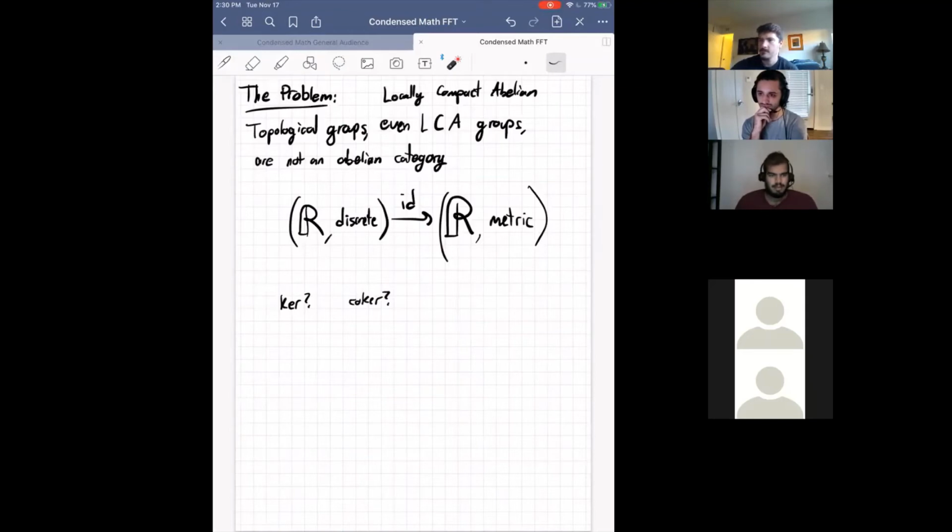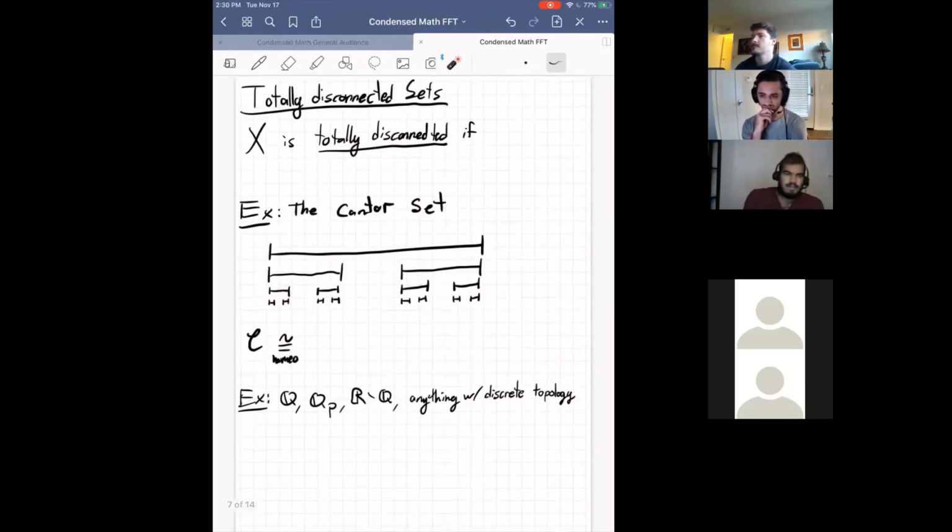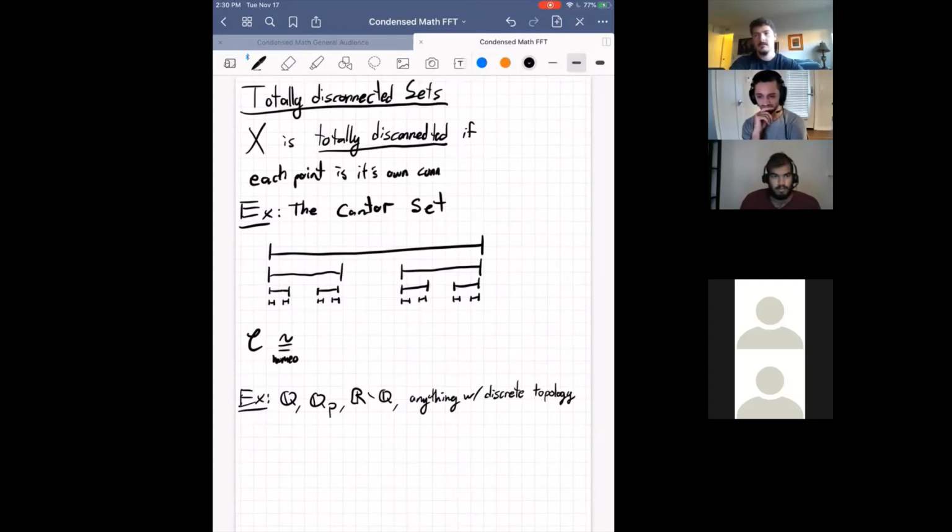So maybe I'll go on to the solution to our problem, which is the Cantor set. So let's talk about totally disconnected sets. A set is totally disconnected if each point is its own connected component. And so the main example of this is the Cantor set.